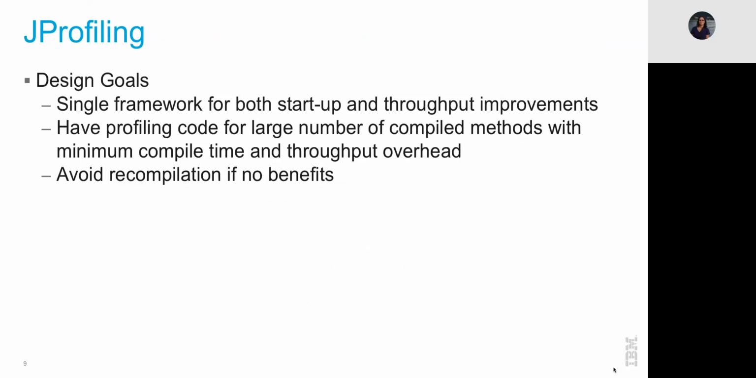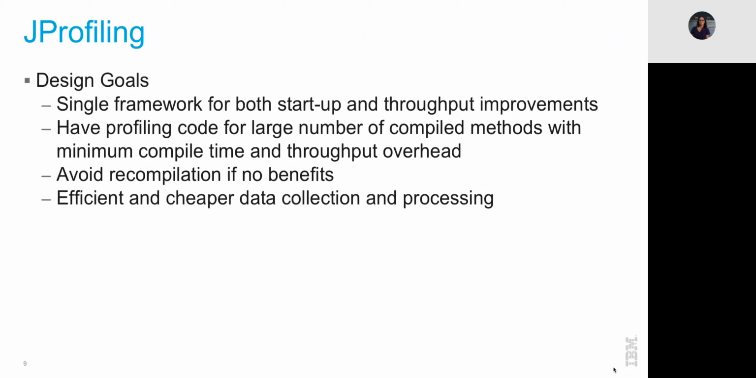We also want the compiled body with added instrumentation in it to have no impact on throughput if data collection is turned off. So in case we don't see any benefit from a recompilation, we can just turn off the data collection and continue running the application without any throughput impact. And also the data collection and processing should be efficient so that we can collect the required data with minimal usage of resources.